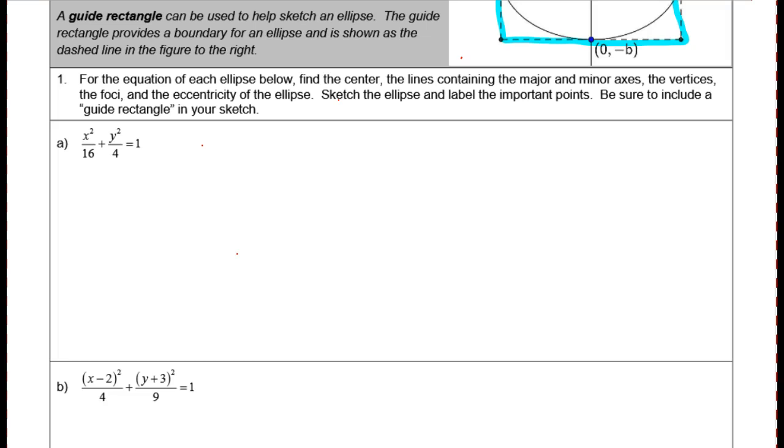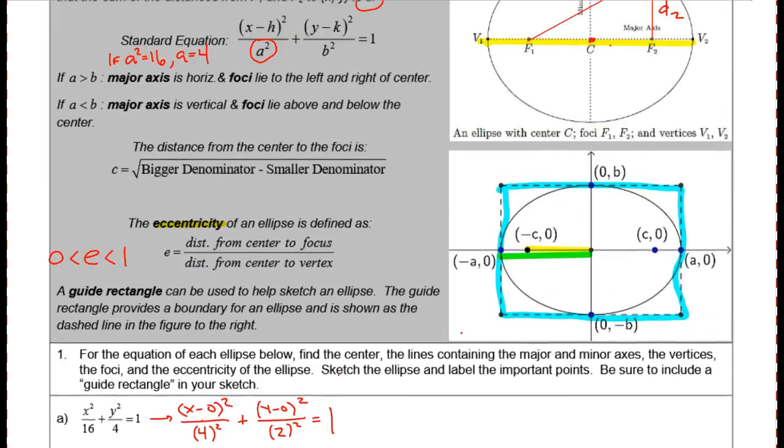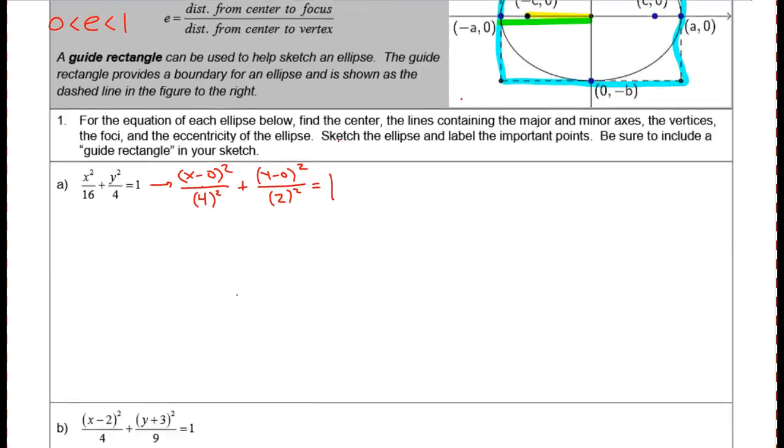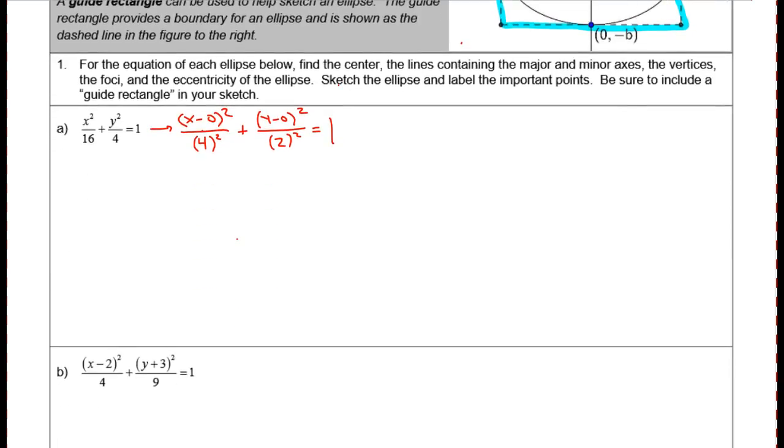Okay, here we go. First thing I'm going to do in this one is I'm going to go ahead and just quickly rewrite this equation. I'm going to write it as (x minus 0) squared divided by 4 squared plus (y minus 0) squared divided by 2 squared, and that equals 1. The reason why I rewrote it is so you could look back up at the standard form of the equation of an ellipse right here to see some of the important parameters. Okay, so let's start with this.